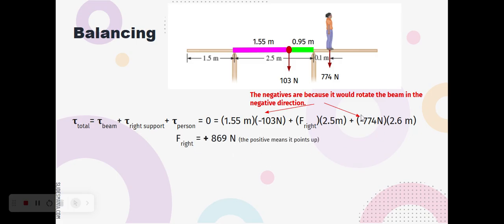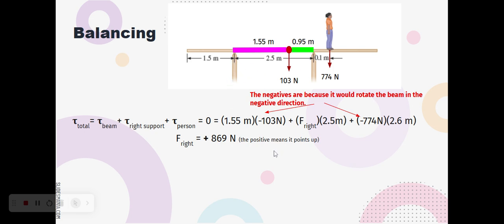And then I can go through and calculate for the right support. Okay. But Mrs. Kosh, the question said the left support. Okay, that's fine. Now I have a number for the right support.